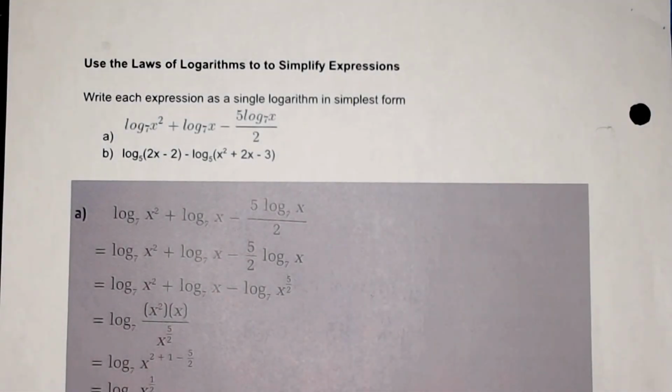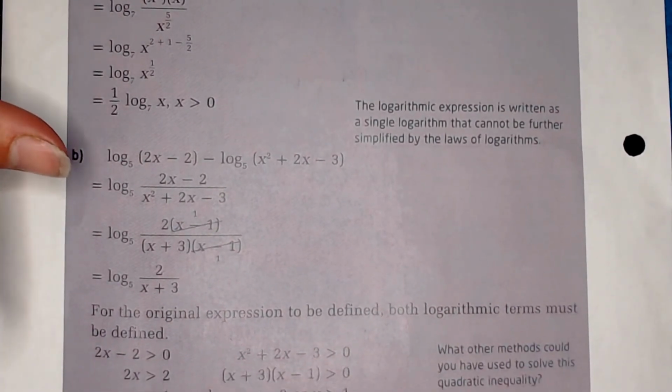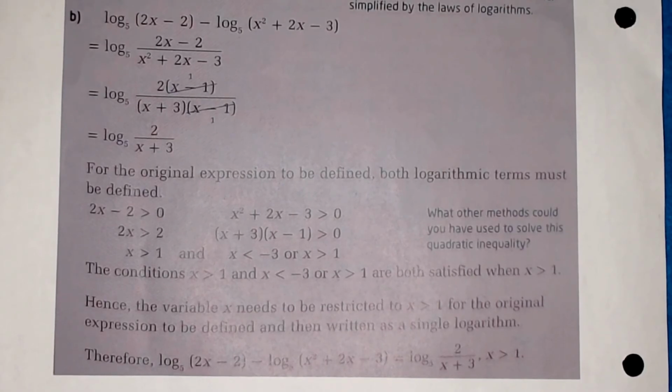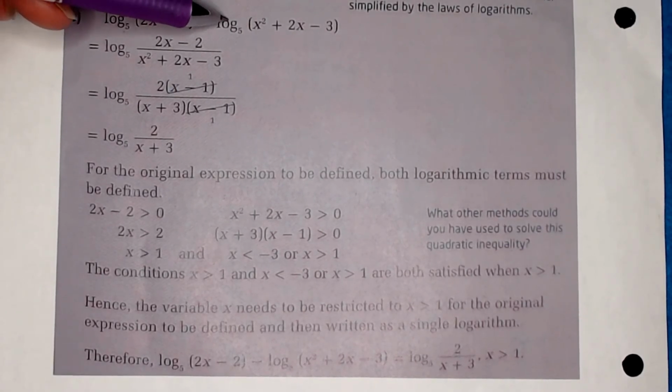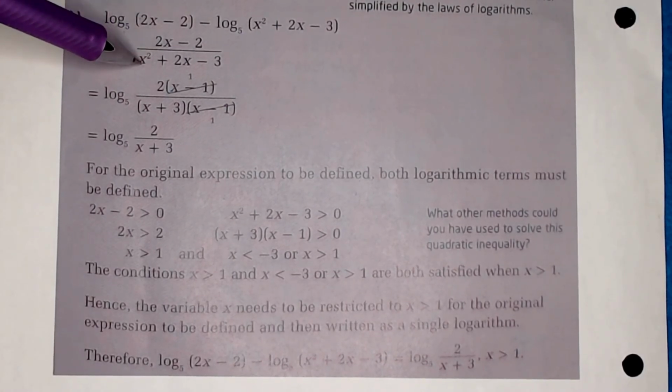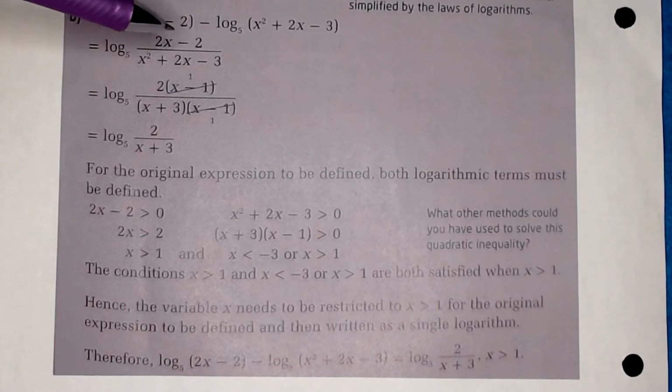We can also use the laws of logs to simplify expressions. You can review A yourself, but I'm going to talk about B because it comes in with some restrictions on the x variable. So in B, we have these terms: log 5 of 2x minus 2 minus log 5 of x squared plus 2x minus 3. So this minus sign tells us divide. We can combine these functions: 2x minus 2 divided by x squared plus 2x minus 3.